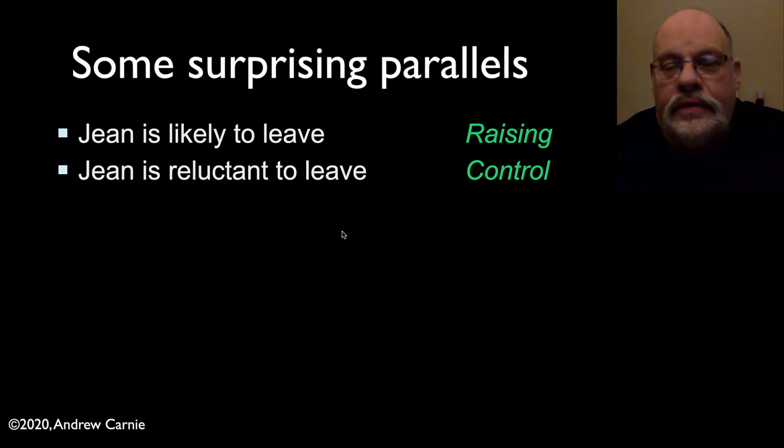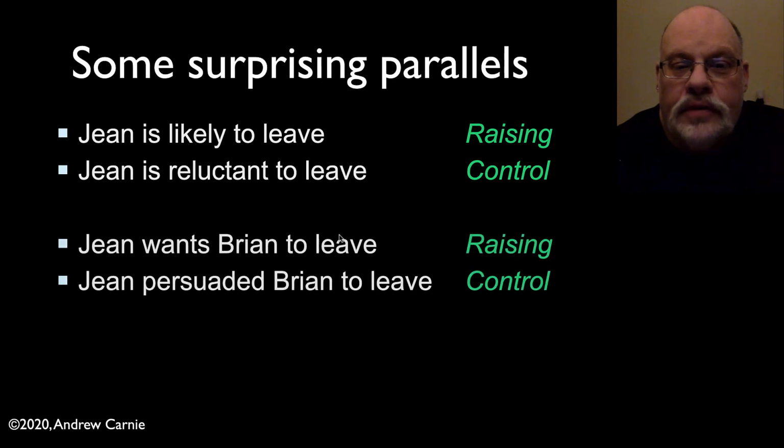Now there's another set of sentences that are parallel. We are going to discuss these in more detail in a subsequent video, but I want to draw them to your attention right now. These are sentences like Jean wants Brian to leave and Jean persuaded Brian to leave. These involve a different kind of raising that we haven't discussed before, called subject to object raising, where you're moving from the embedded clause into the object position of the main clause.